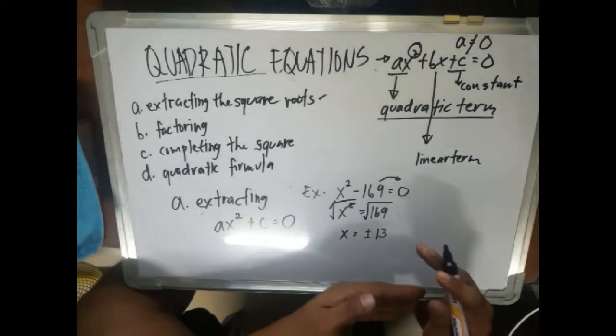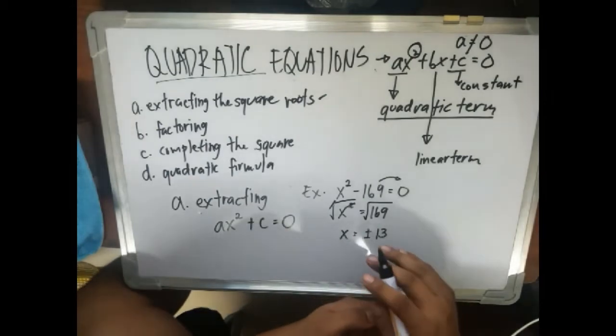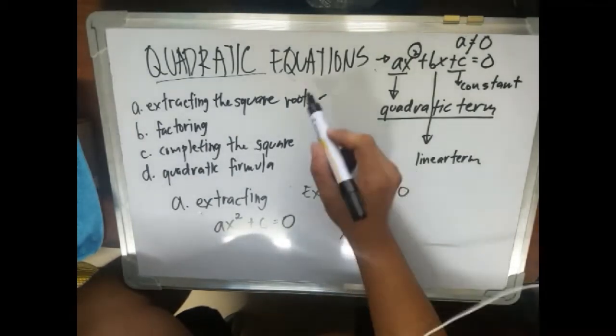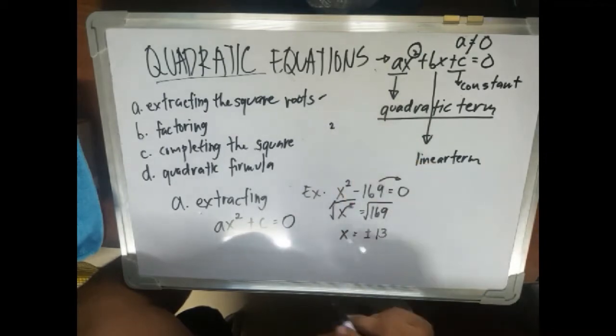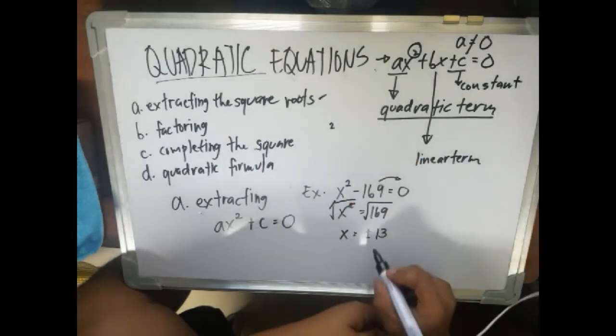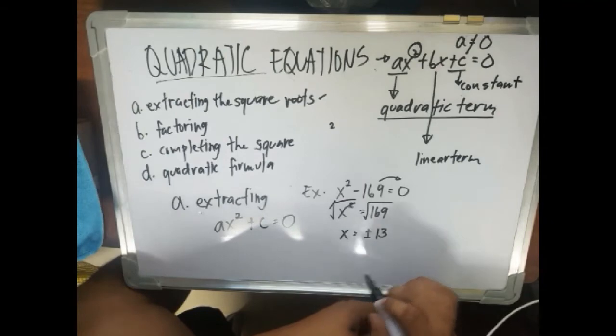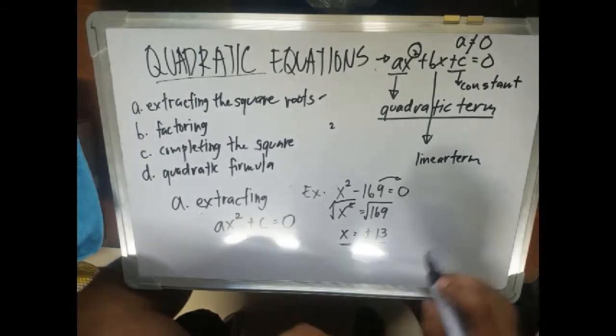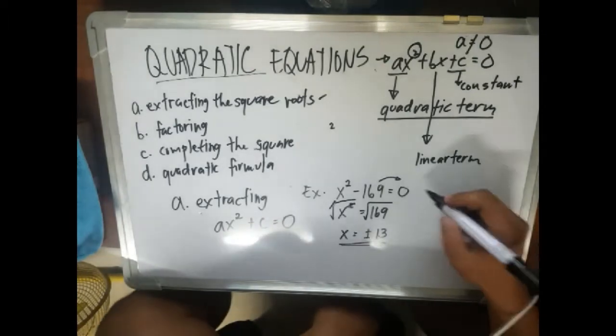So, sabi natin, isa siyang quadratic equation. Nakadepende sa highest exponent kung ilan yung magiging sagot. Ang highest exponent ng quadratic equation ay 2. So, dahil the highest exponent ay 2, dalawa yung sagot. So, isang positive 13 at isang negative 13. So, that's how extracting the square root works. So, let's have another example.